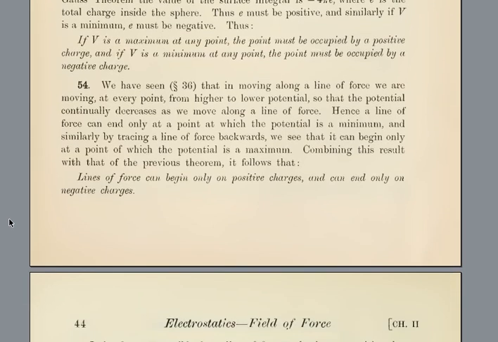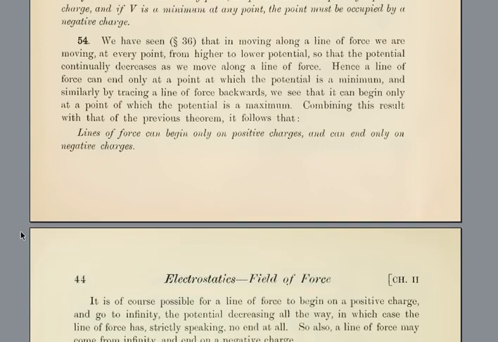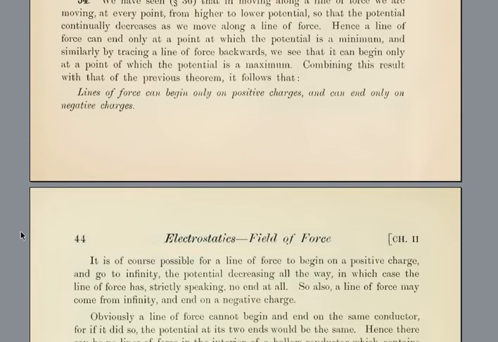54th. We have seen in section 36 that in moving along a line of force, we are moving at every point from higher to lower potential, so that the potential continually decreases as we move along a line of force. Hence, a line of force can end only at a point at which the potential is a minimum, and similarly, by tracing a line of force backwards, we see that it can begin only at a point at which the potential is a maximum. Combining this result with that of the previous theorem, it follows that lines of force can begin only on positive charges and can end only on negative charges.